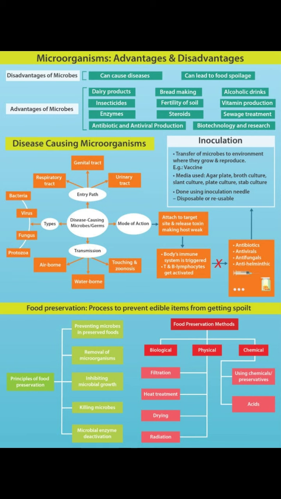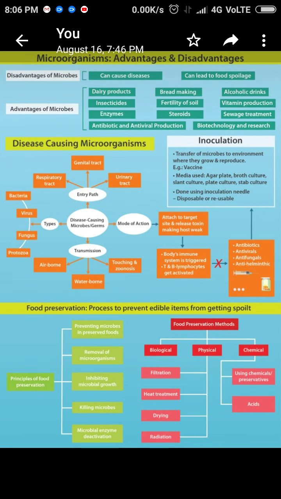And we have food preservation methods. We have three types: physical, chemical, and biological. Under physical, we have filtration, heat treatment, drying and radiation. Under chemical, we have using chemicals and preservatives and using acids to preserve food. Under physical, filtration removes the microorganisms. Heat treatment inhibits the microbial growth. Drying kills the microbes. And radiation deactivates the microbial enzyme.